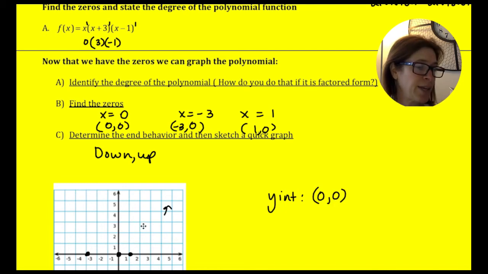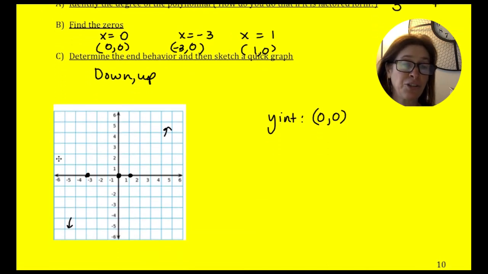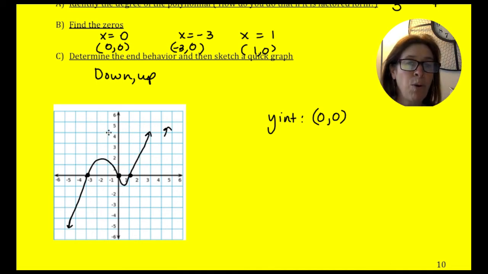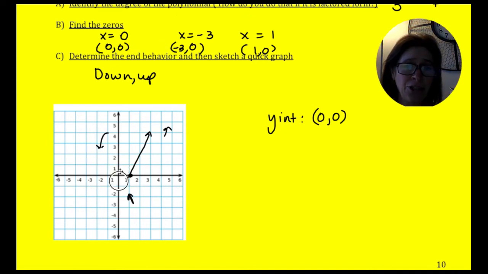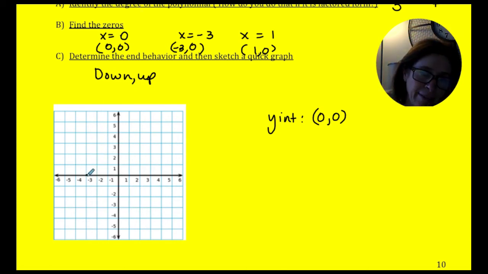Because that's our y-intercept. But I guess the point now is, I certainly know I have something going like this, turning around, going like that. But could I find points here and here? Well, I certainly could, okay? So how would I do that? So let me go back. Let me plot those again.